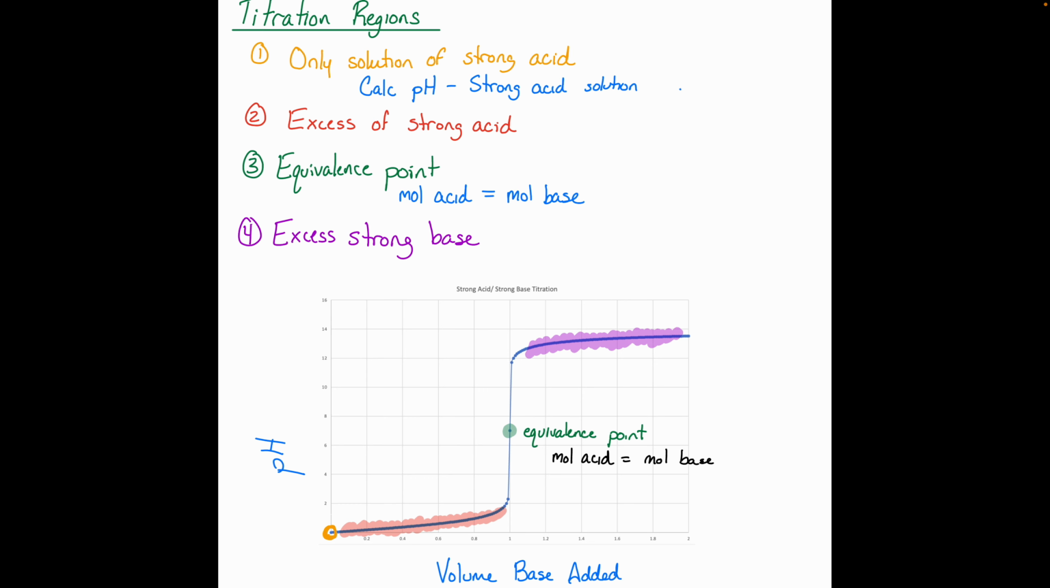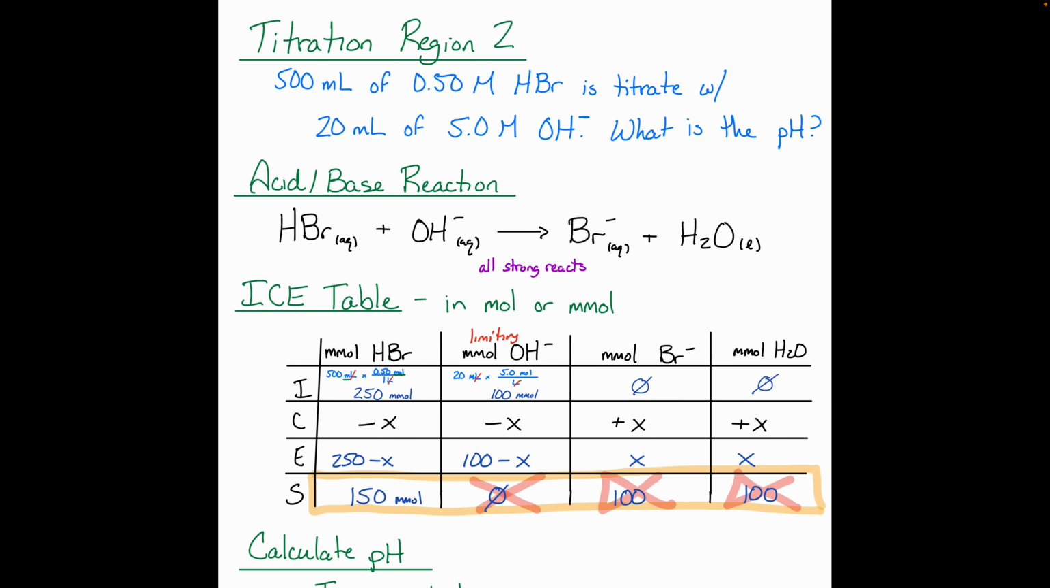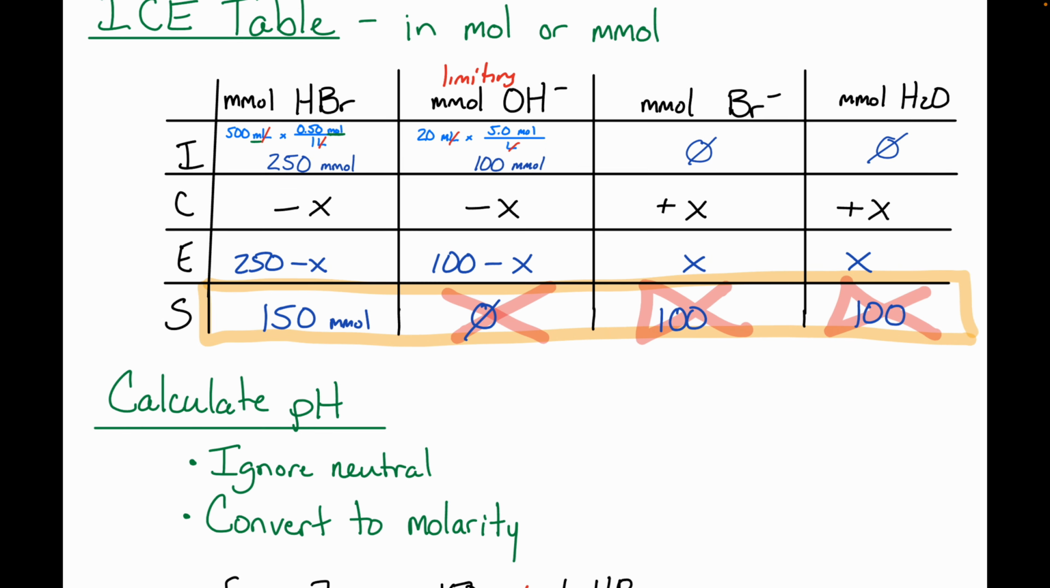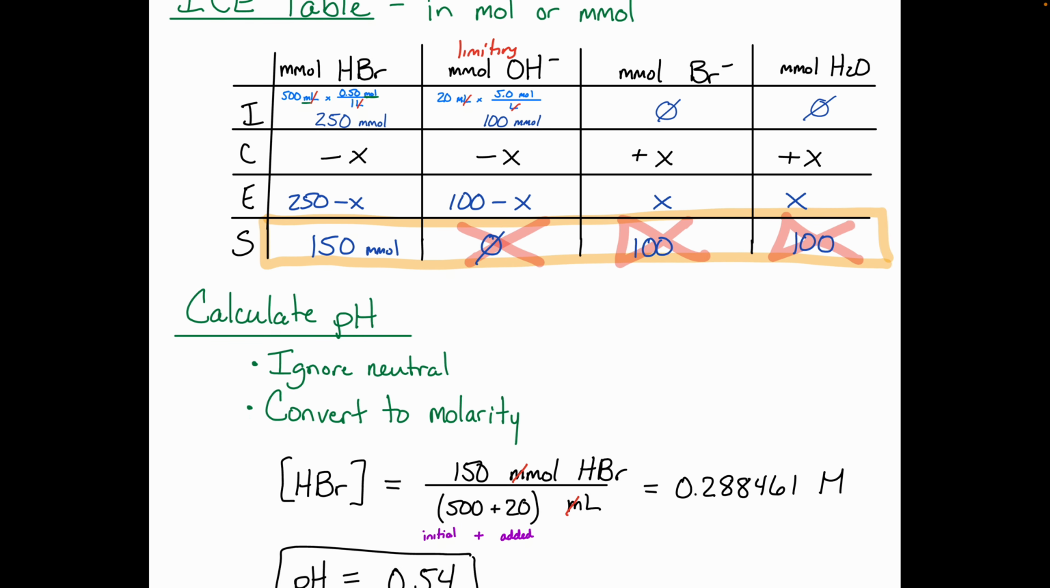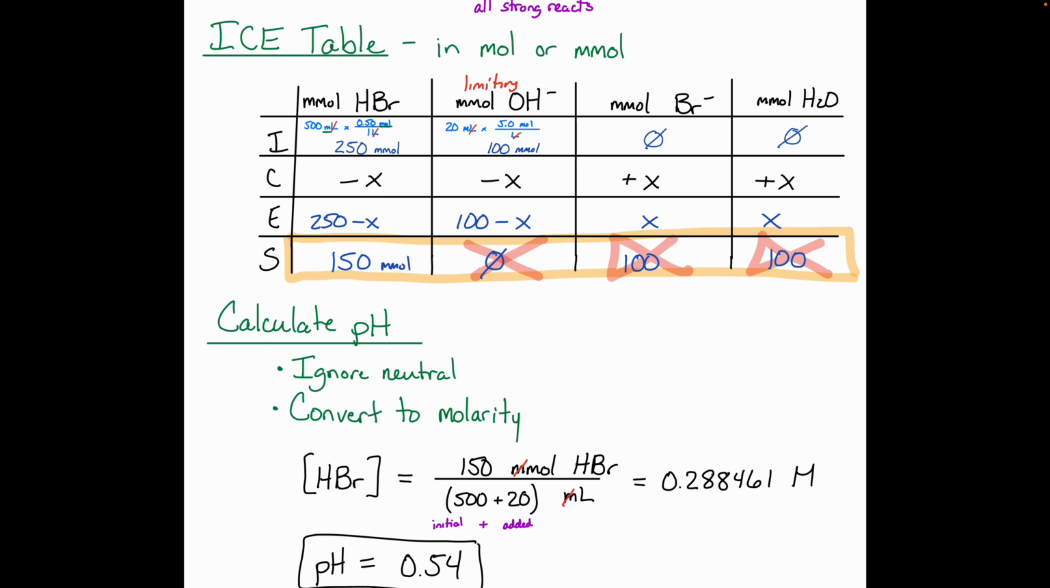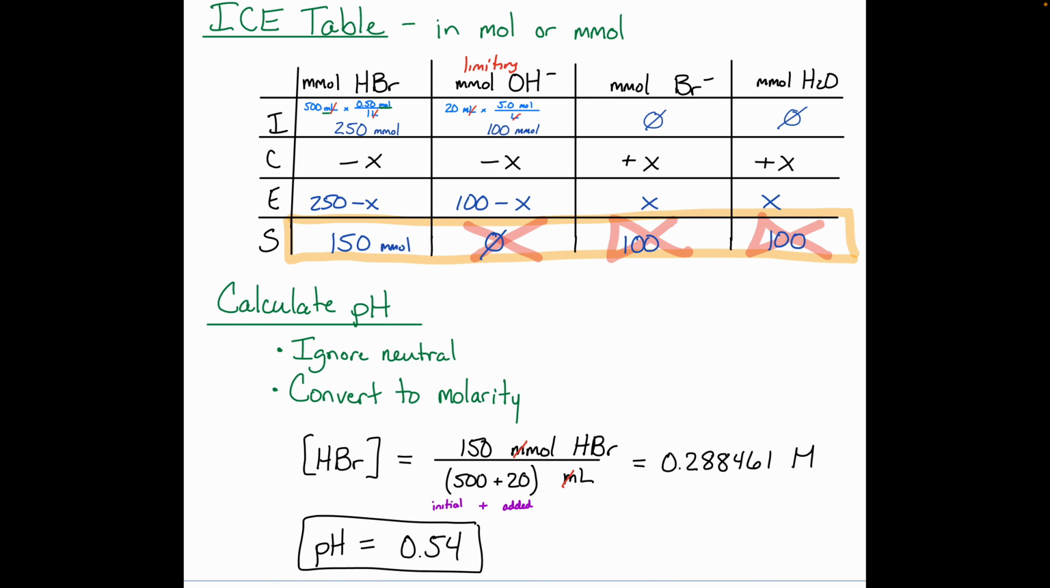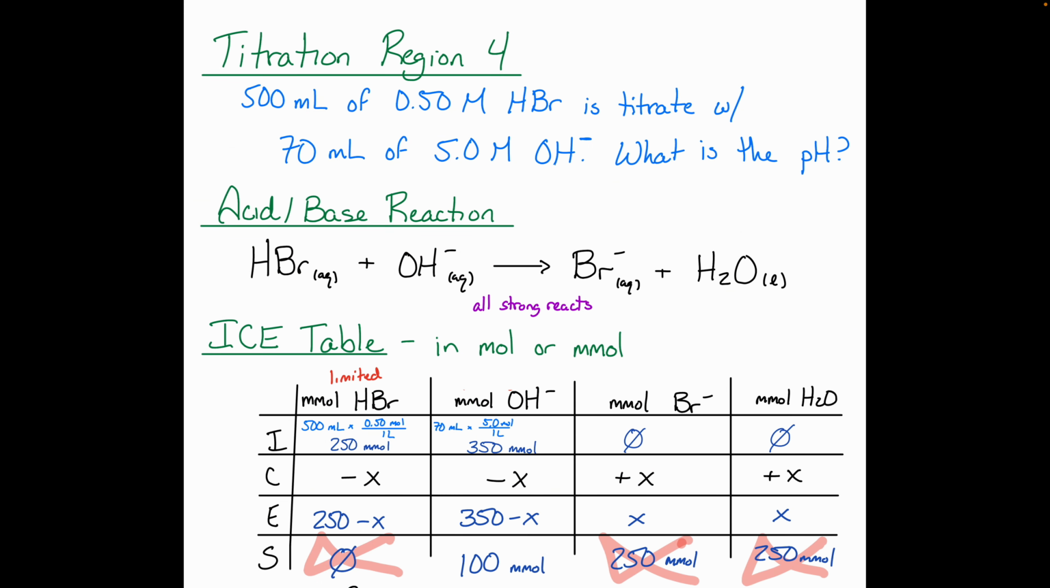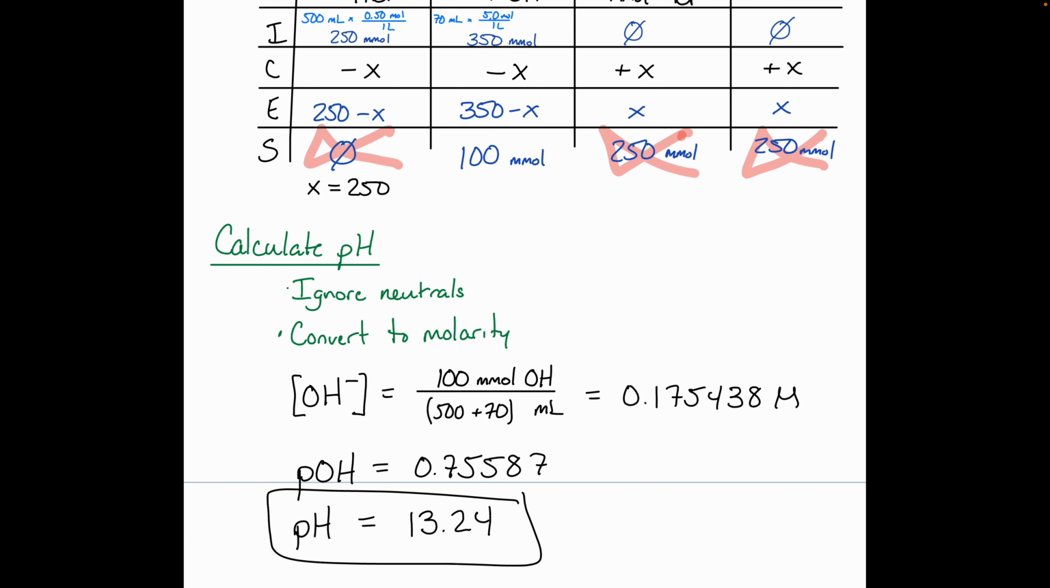When we were calculating our pH during our titration, we had to first take our acid-base reaction that we're talking about, but in order to do our ICE table, we have to convert it into moles or millimoles to keep track of how much reaction has occurred. That's because we're changing the volume during our titration. So when we go back and calculate pH, we have to convert it back into molarity. And that will allow us to calculate our pH. We either have an excess of strong acid, as in this case here, or an excess of strong base, as in the case of our fourth region.